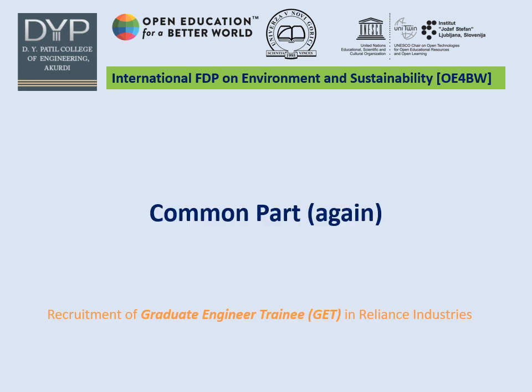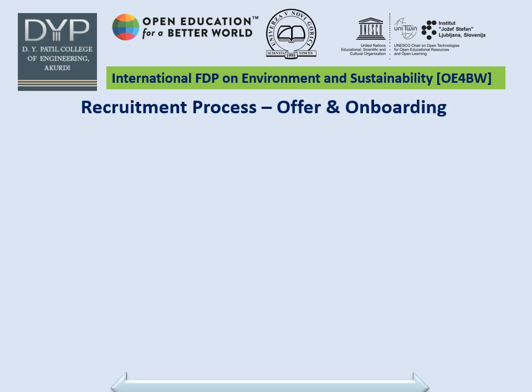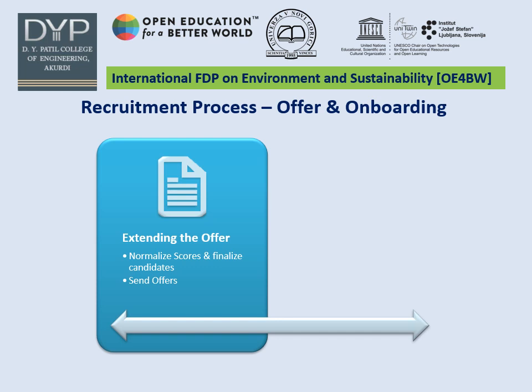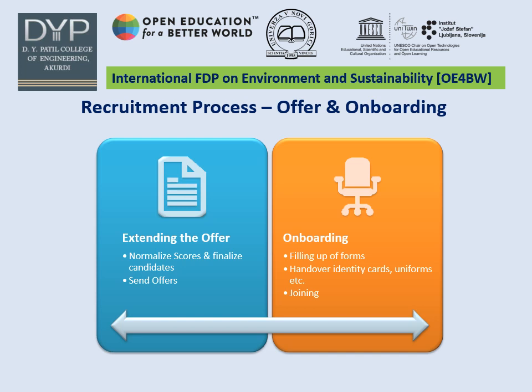The common parts in the recruitment process are offer, joining, and onboarding. In extending the offer, we have to normalize the scores and finalize the candidates. We have to send offers. In the case of onboarding, there is filling up of forms, handing over identity cards, uniforms, etc., and the joining date and all the details have to be worked out.